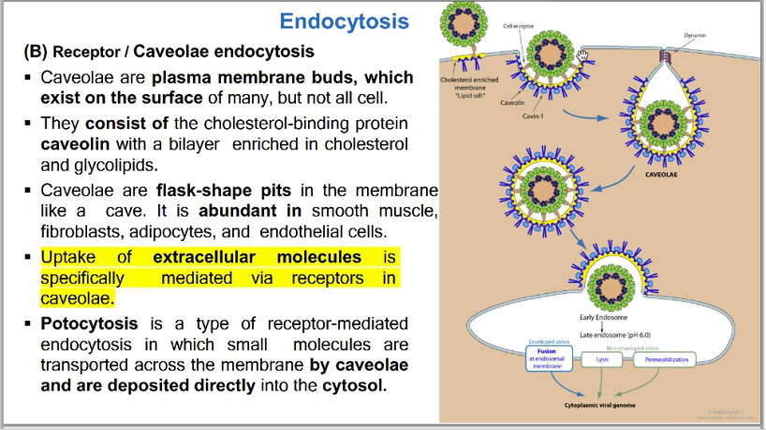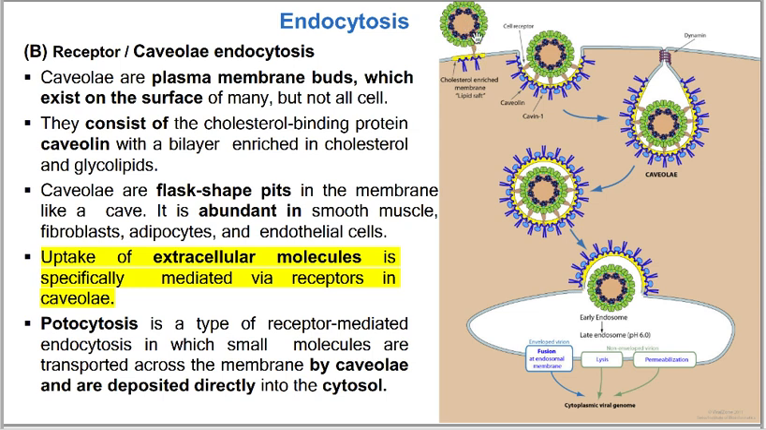They consist of the cholesterol binding protein caveolin. The yellow color is cholesterol and this blue color is caveolin. So this caveole is made of cholesterol binding protein caveolin with a bilayer enriched in cholesterol and glycoprotein. The caveole is a flask-shaped pit in the membrane like a cave. It is abundant in smooth muscle, fibroblasts, adipocytes, and endothelial cells. Uptake of extracellular molecules is then specifically mediated by receptors in caveole.